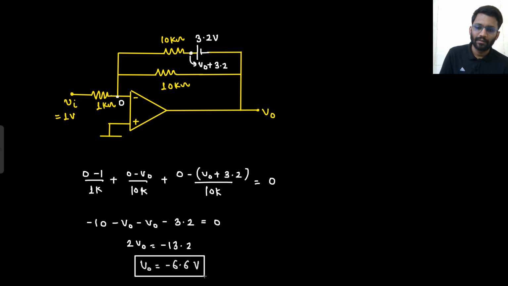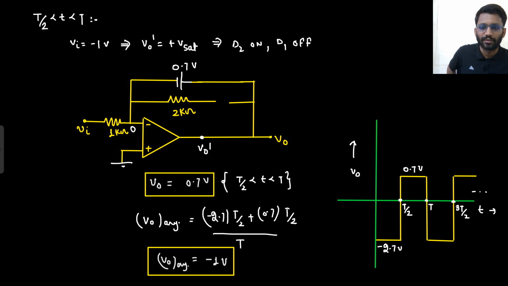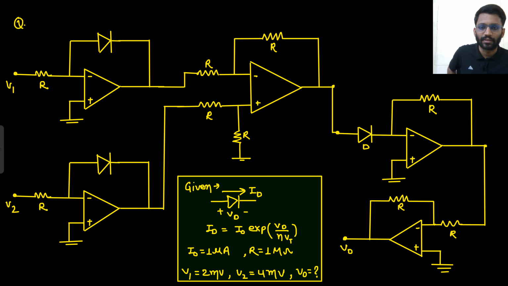That's it, right? What did I do? I just applied the nodal analysis. So let me check if the calculation is correct or not. 0 minus V0, 0 minus 3.2, divided by 10k, all are negative, minus 2 V0 minus 14.2 minus 13.2, so minus 6.6. Yes, so the answer is minus 6.6 volt. Very easy question. Let's move towards the next question.